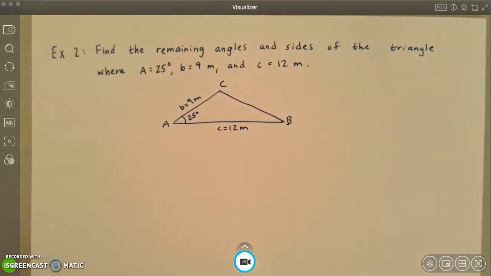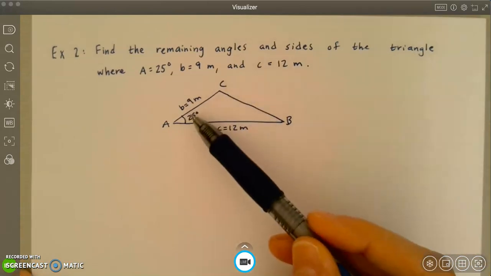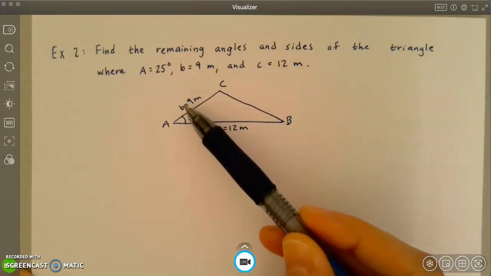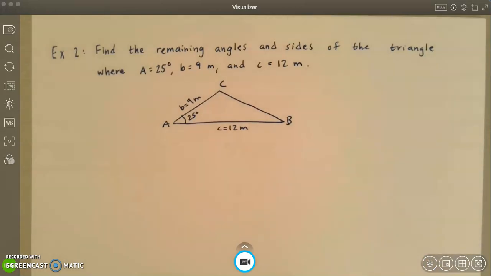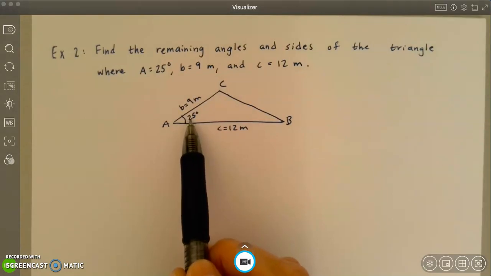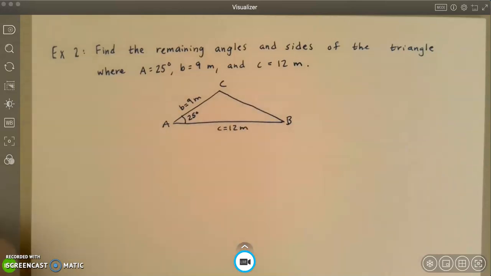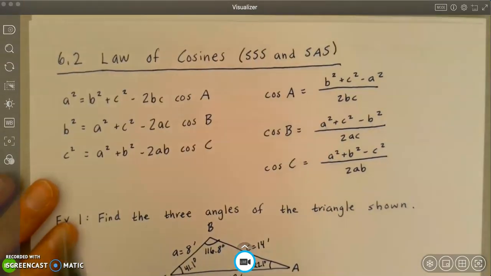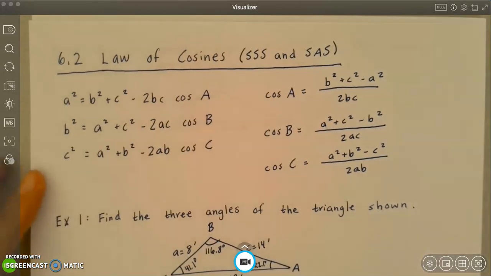All right, so let's go ahead and take a look at the information that we have. So if you notice, this is an SAS triangle, right? I have an included angle, the angle that is between two sides that are adjacent. So I can use law of cosines. Because I have angle A, the only thing we can find right now using law of cosines is side A. So I'm going to use the formula to find side A, which is this one right here. So I'm going to go ahead and write that down.